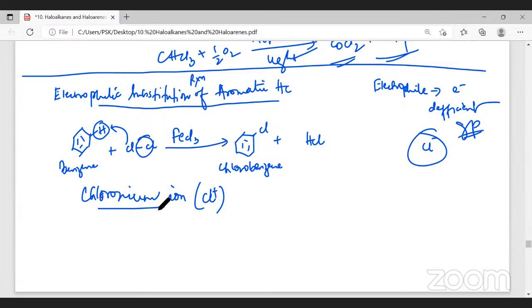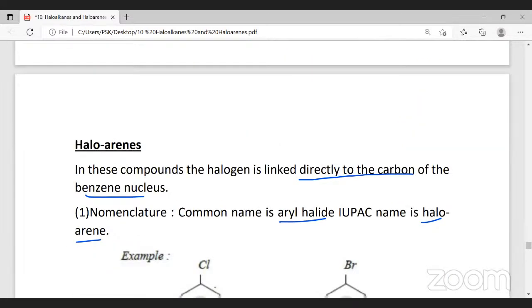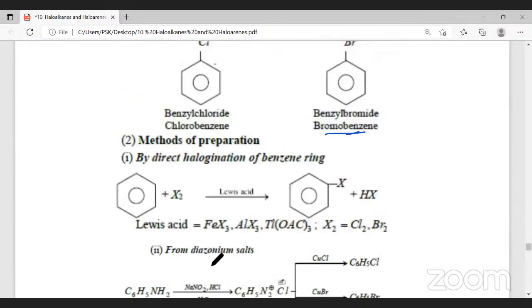All right. Now, this is one of the methods of preparing haloarenes. The second method of preparing haloarenes is from diazonium salts. Now, this is what I've taught you now, halogenation. If we chlorinate, you'll use what? Ferric chloride. All right, this is what we learned.